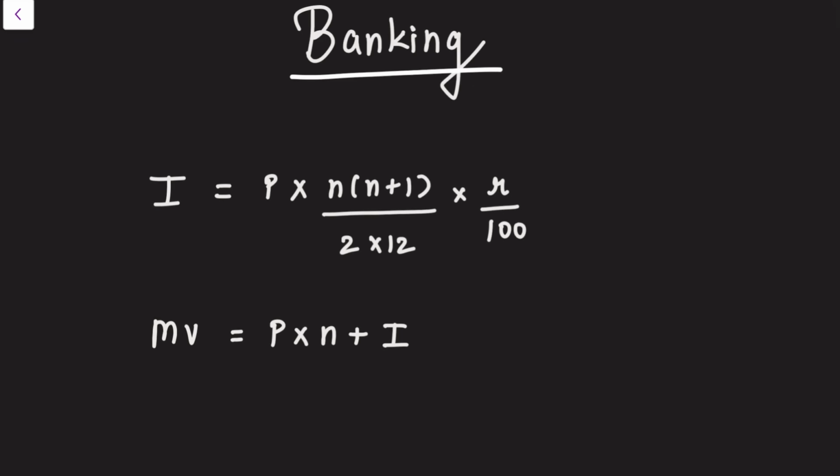The formula is I = P × n(n+1)/(2×12) × R/100. So let's talk about what is P, what is N, what is R. P here denotes the money deposited. Where is this money deposited? In the bank account, right? Per month.